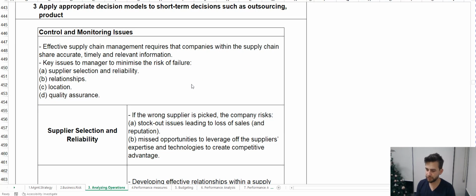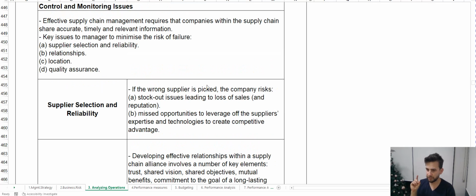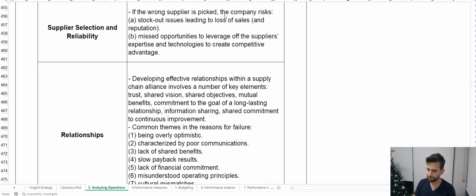So the key issues to the manager to minimize the risk of failure are supplier selection and reliability, relationship, location, and quality assurance. So supplier selection and reliability. If the wrong supplier is picked, the company risks stock out issues, missed opportunities. The reason is because the company's under the just-in-time methodology, the suppliers are holding very low stockpiles of inventory, so there's a lower margin to get things wrong.